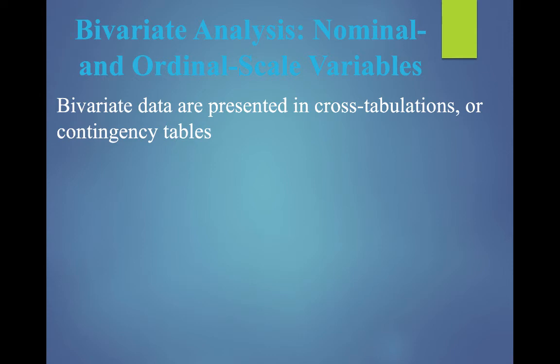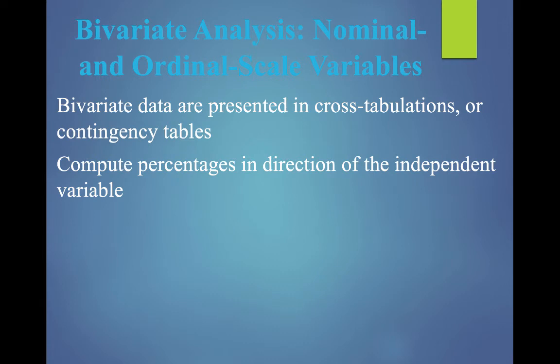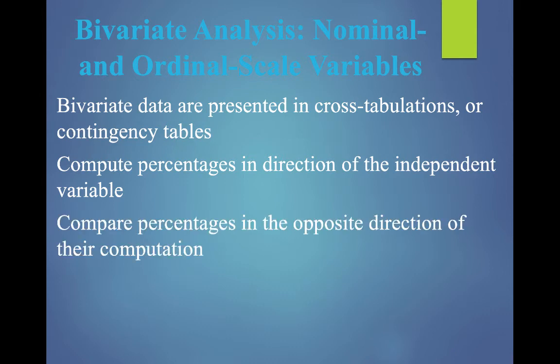To do this, you compute percentages in the direction of the independent variable. Contingency tables are common in social research methods, but they've never really been standardized. As long as the table is easy to read and interpret, it serves its function, which is to compare percentages in the opposite direction of their computation. This just means if the table is percentaged down, then you read it across. If the table is percentaged across, you read it down. Again, this is just because they haven't standardized that. As long as it makes sense, it makes sense.